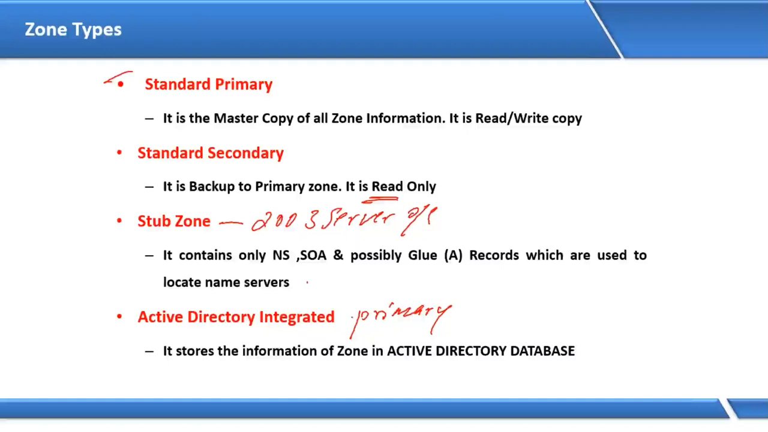So please write down the first note. In DC DNS service, first delete the Active Directory integrated primary zone completely.